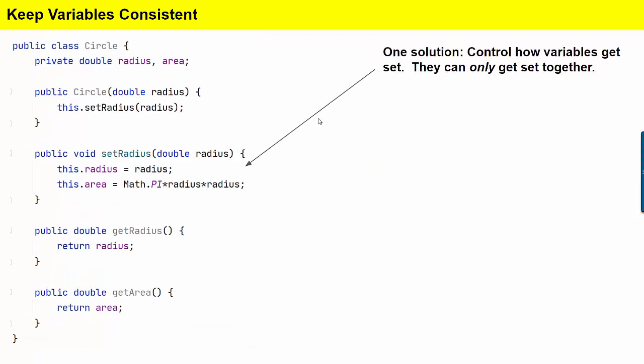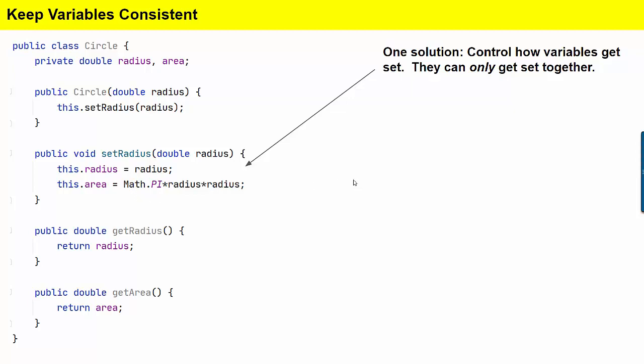One possible solution to this is to strictly control who's allowed to set the variables. Here we still have two variables, radius and area. But notice I've removed the set area method, and I've removed the area input to the constructor. When you set the radius, it sets both variables. So if you strictly control who's allowed to change the variables, you can ensure that the one method that's allowed to change one of the variables actually changes both. That means you're always changing both at the same time, and that's how you're ensuring consistency.